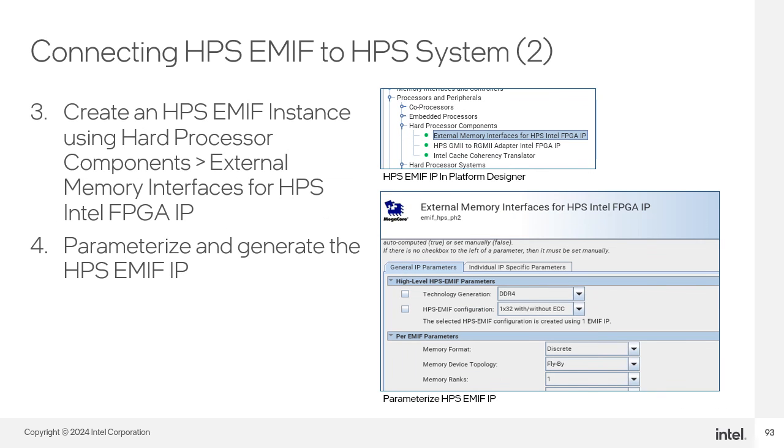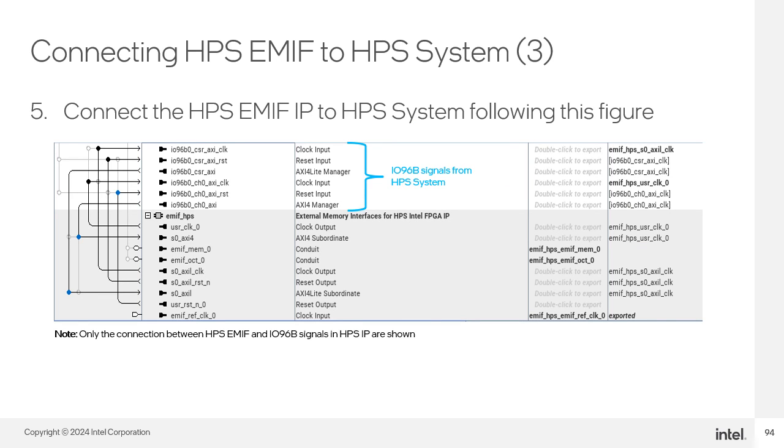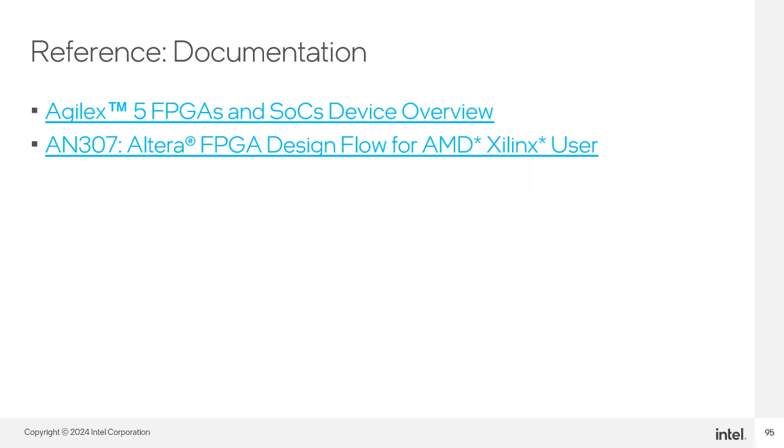The HPS EMIF IP is very similar to the Fabric EMIF IP. Parameterize and generate the HPS EMIF IP. Once both IPs are generated, connect them using the connection shown here. Note that this figure only shows the IO96B signals from the HPS system. Be sure to check out the reference documents that I have listed here: Agilex 5 FPGAs and SoCs device overview, and application note 307, Altera FPGA design flow for AMD Xilinx users.